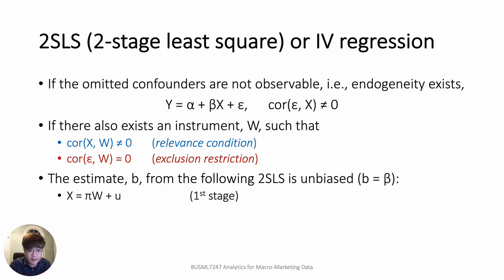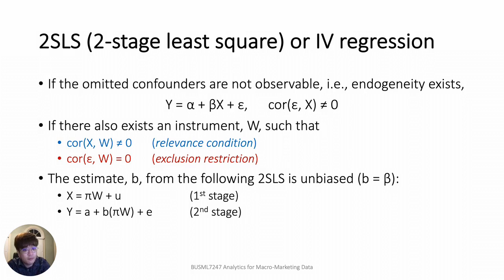First, regress the endogenous variable X on the instrument W. This is called the first stage regression. In the first stage regression, we can obtain the predicted value of X given W, which is pi times W.